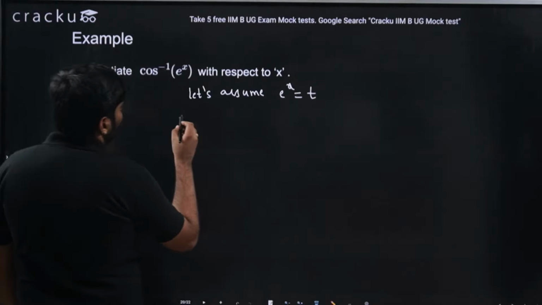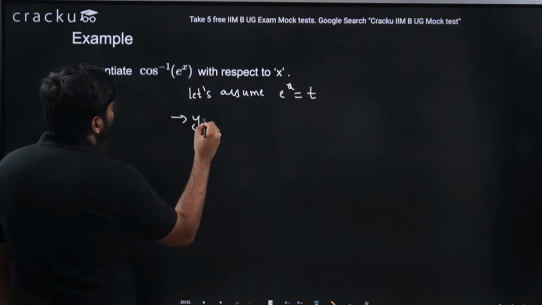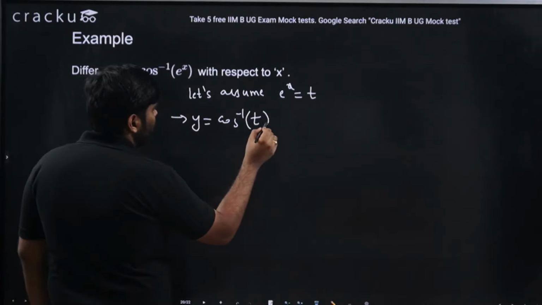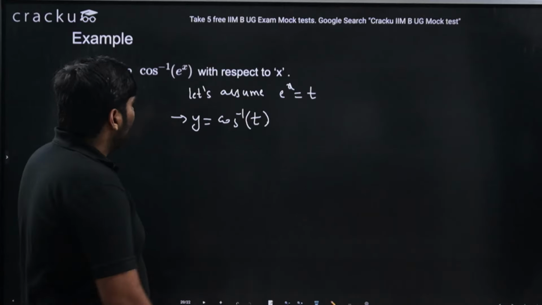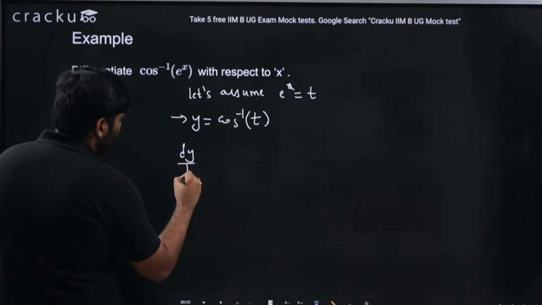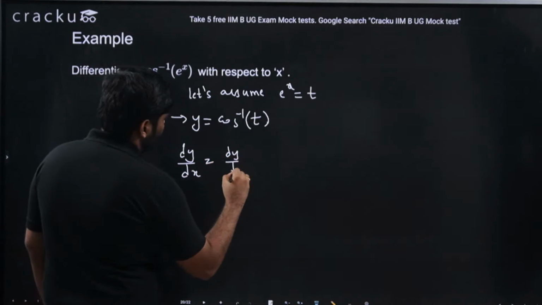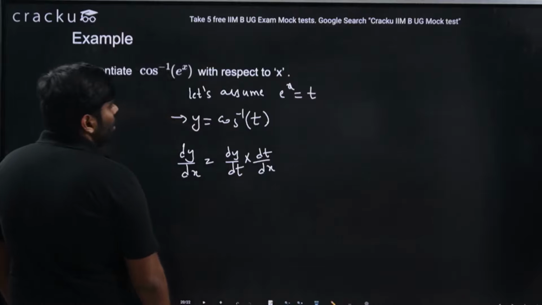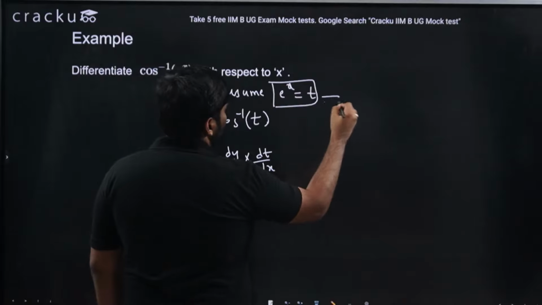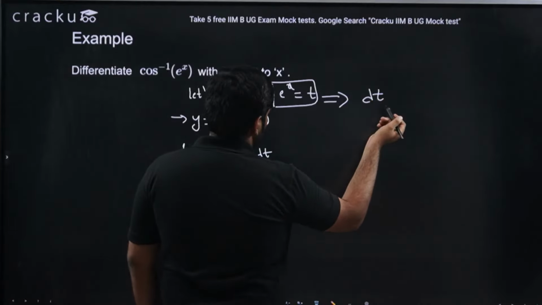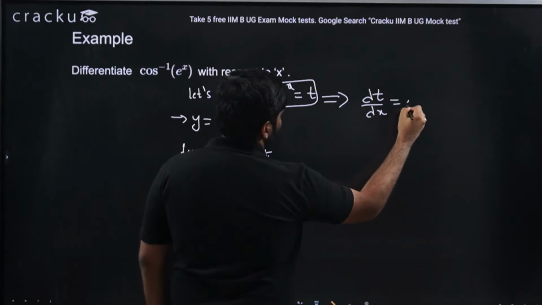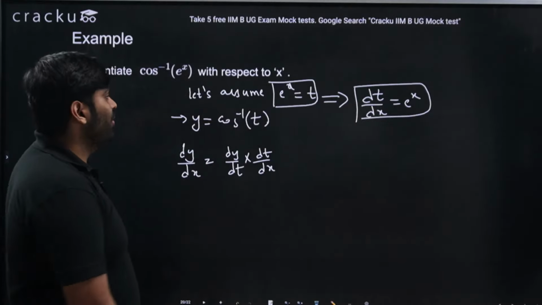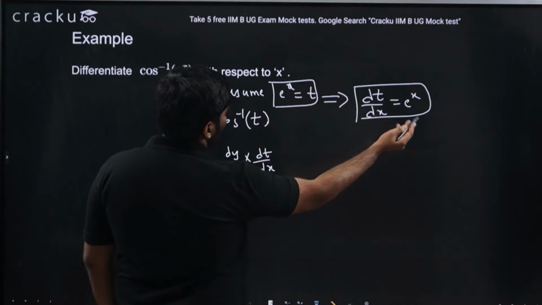So let's assume e power x equal to t. Then y can be written as cos inverse t, because cos inverse e power x is given. Our goal is to find dy by dx, which is dy by dt into dt by dx. Now when t is equal to e power x, dt by dx is e power x only, because the differentiation of e power x is e power x itself.